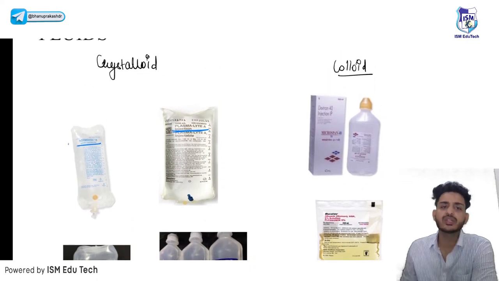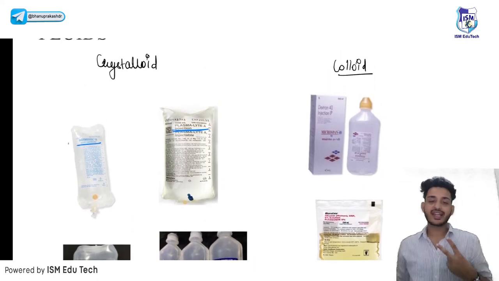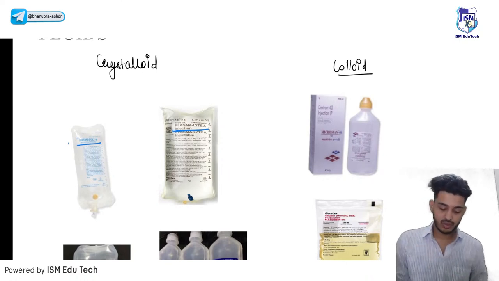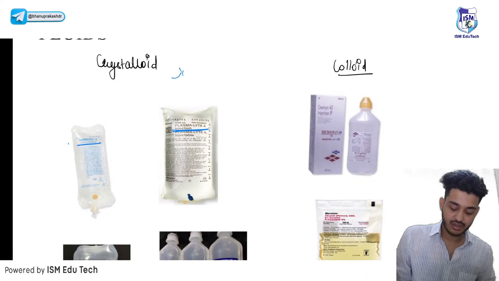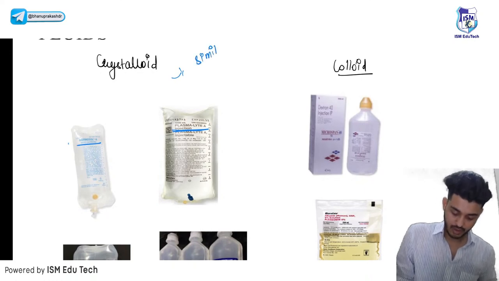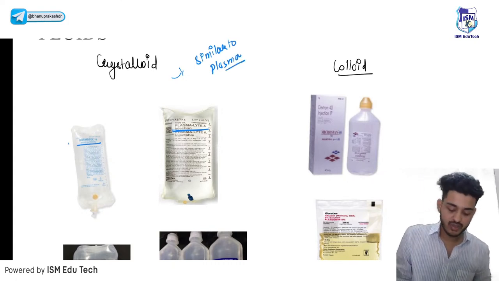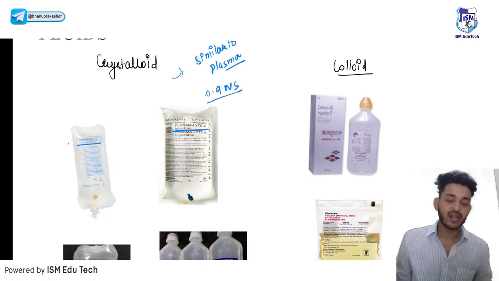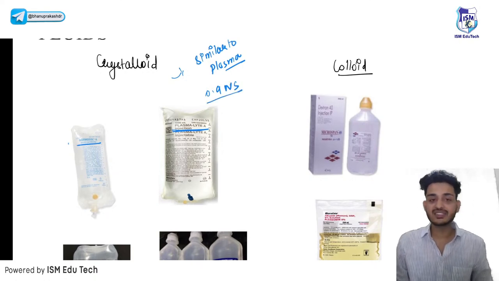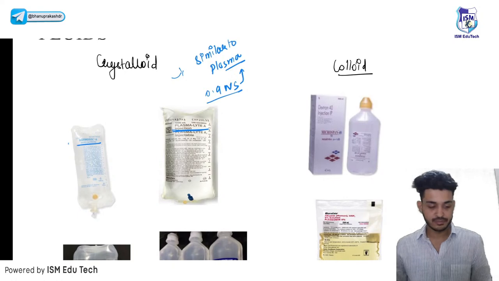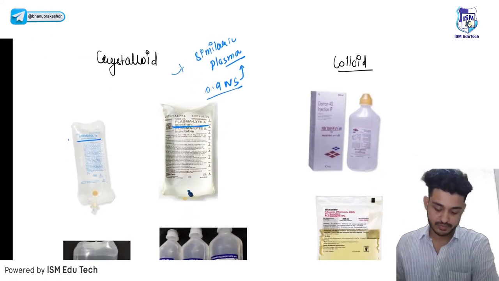Okay, so we are having two things. First thing is your crystalloid, second thing is your colloid. Crystalloid, there will be like crystals. Its osmolality will be similar to plasma. For example, let's say we are having 0.9% NS, 0.9% sodium saline. What does this mean? Its osmolality is similar to that of plasma osmolality. So that is your crystalloid.